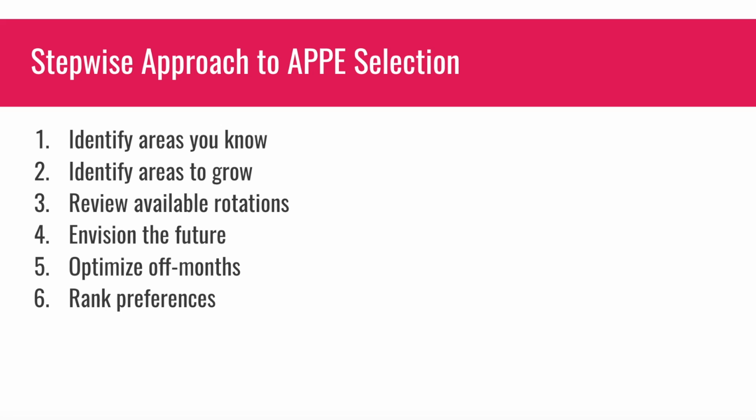Now, in review, the stepwise approach to APPE selection that you should be using, or at least modifying, as you approach the selection process is first, identify the areas that you already know. Don't duplicate rotations if you're already confident in that area. Second, identify those areas that you want to grow in and primarily select those rotations. Third, review available rotations, find out as much as you can about them to determine whether or not it will be a good fit for you and challenge you.